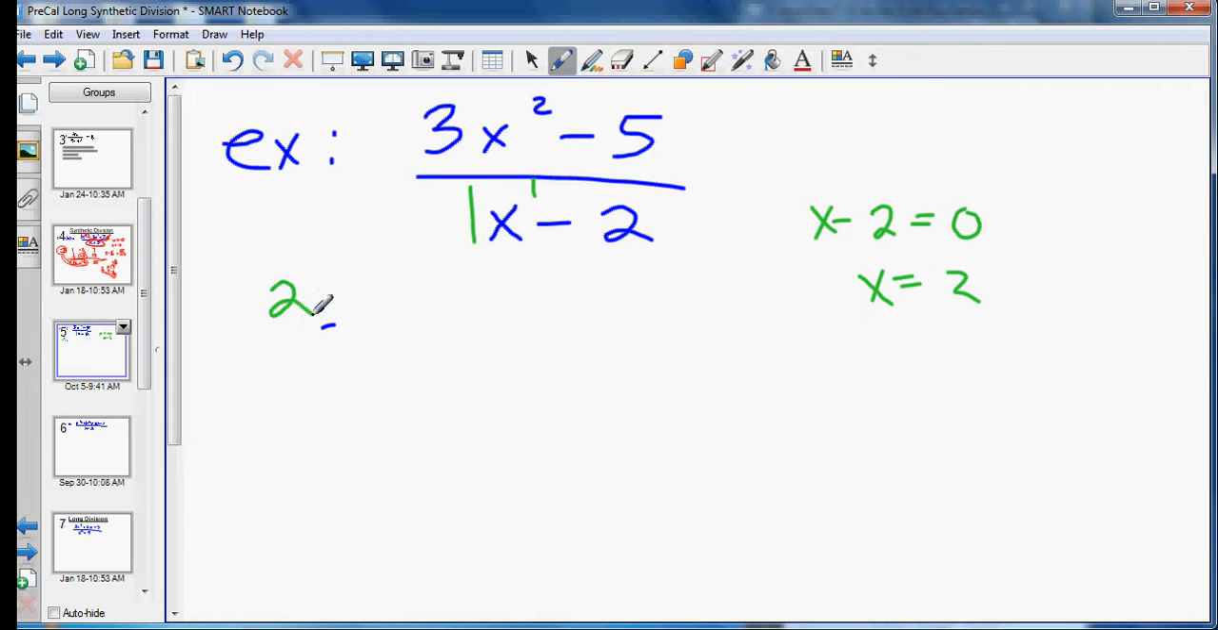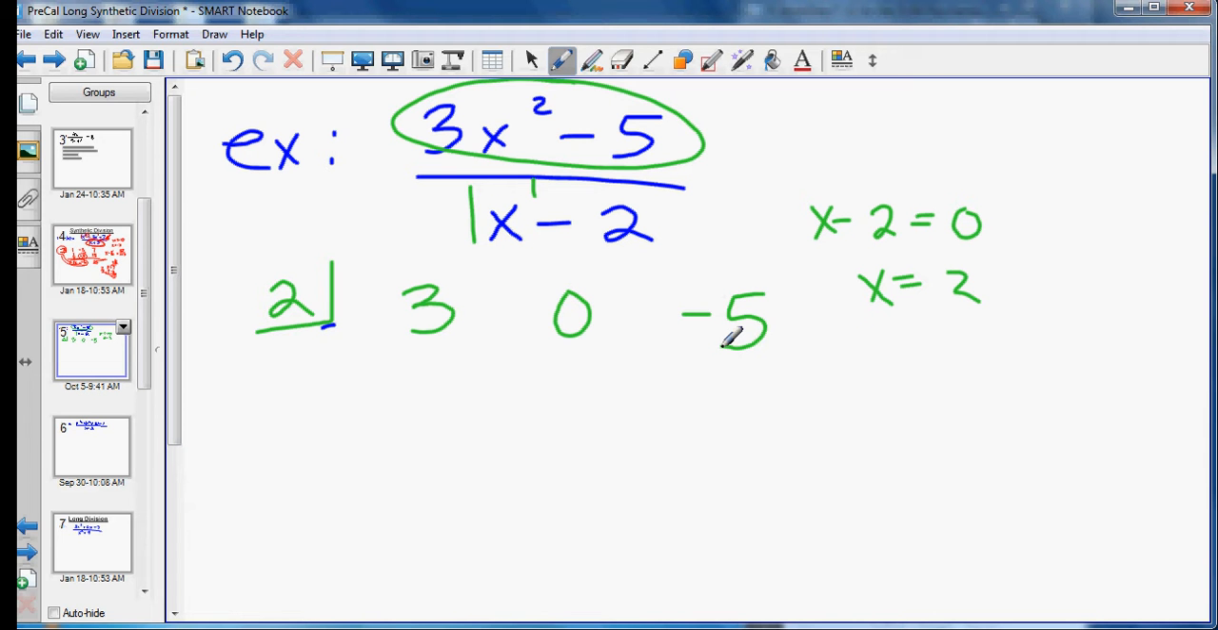So 2 goes in my box over here, and then I take the coefficients. But here's what you have to watch out for. You notice this has 3x squared, but then it has no x. So we don't write it up here, I mean, because it's just 0x. But we do have to put a 0 here because we can't skip terms. We can't skip powers of x, because we have 3x to the second power, we have 0x to the first power, and then our constant is negative 5. So please watch out for when they have a term that's not there, like x to the first. Make sure you put a 0 in there to represent that missing piece.